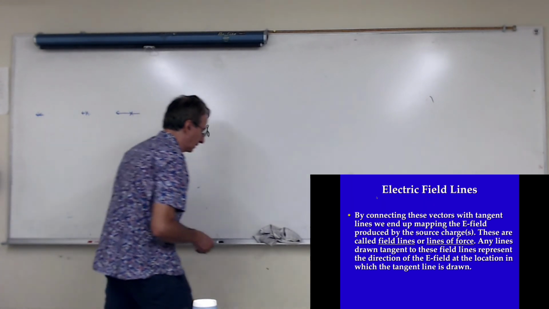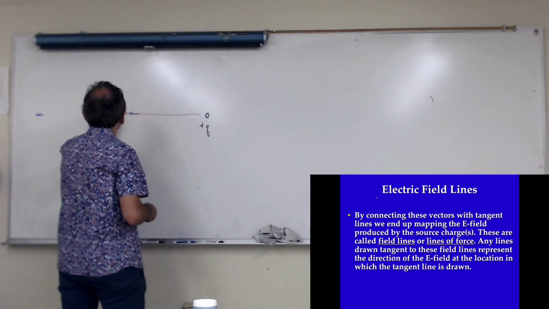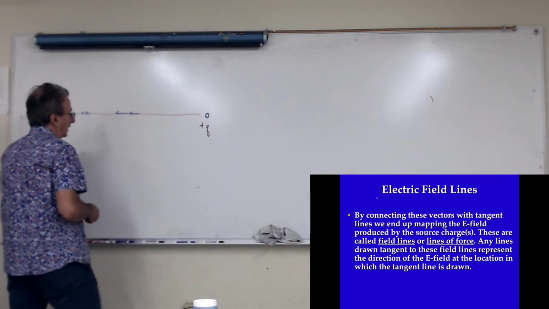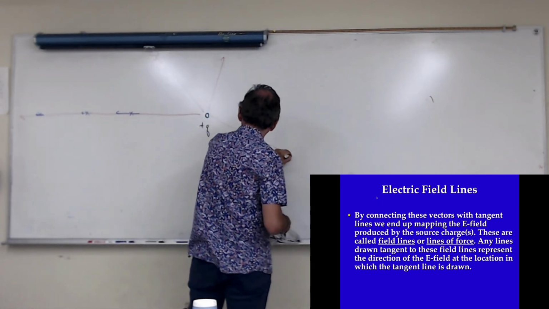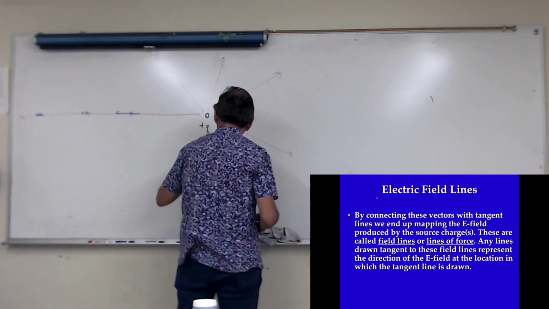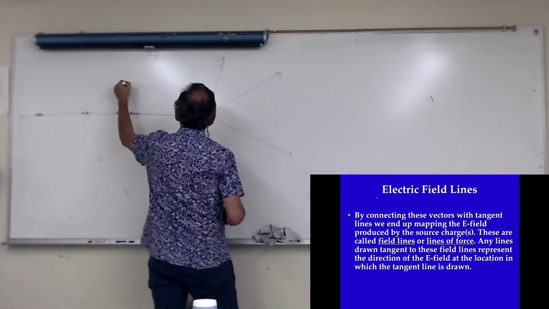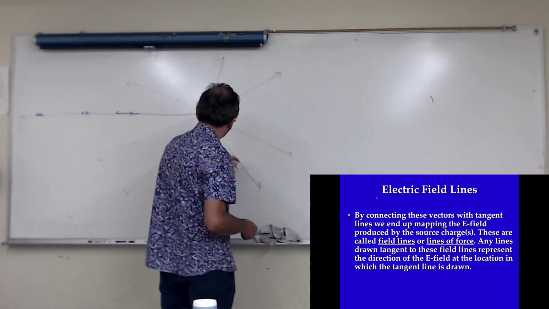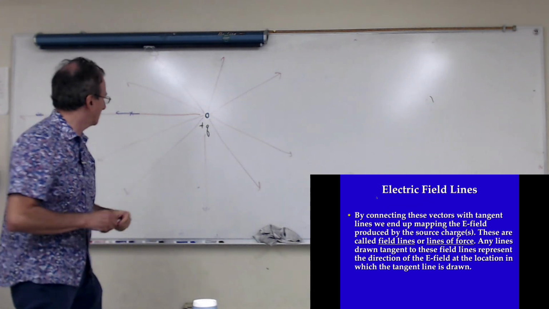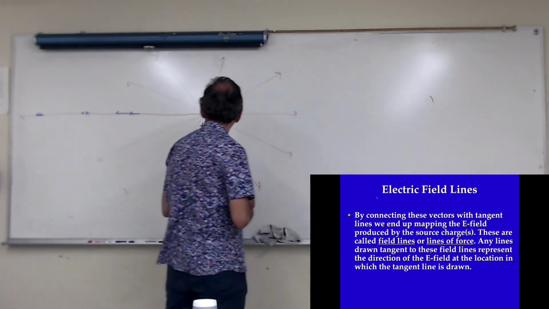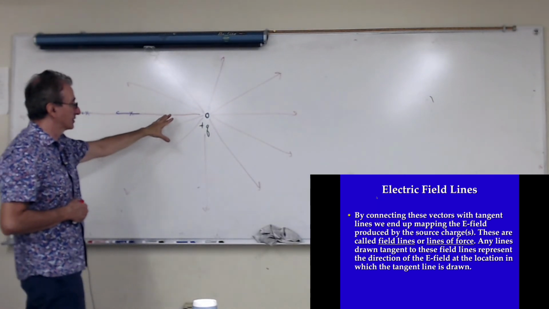So what I can do then, and I only draw one set of them, is connect these with lines tangent to these vectors. I can do it everywhere in space for this charge. Really, I should draw them so that they reflect the symmetry of this charge, but I haven't done a good job of that in this picture. Maybe I'll draw one more here. That'll make it more symmetric. These now are the field lines that this produces.